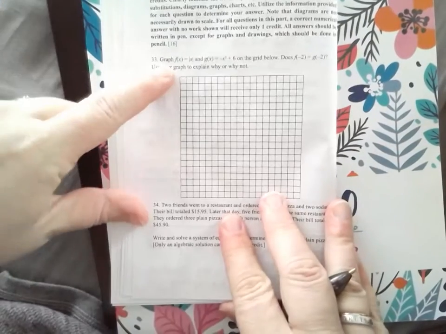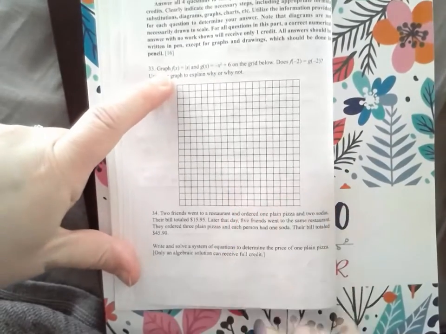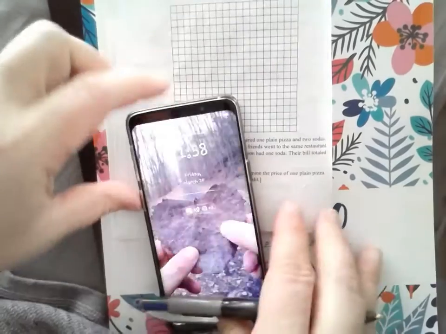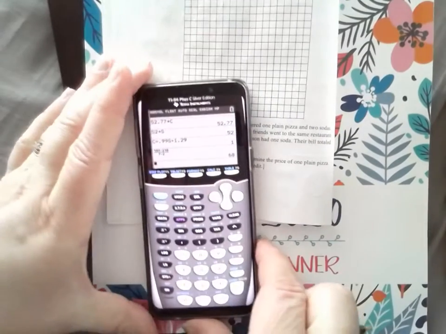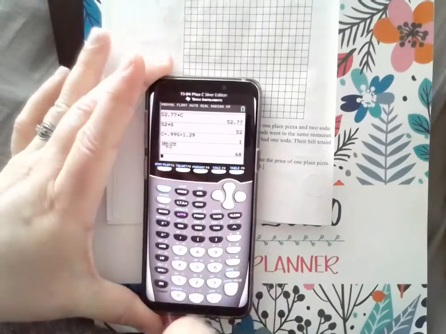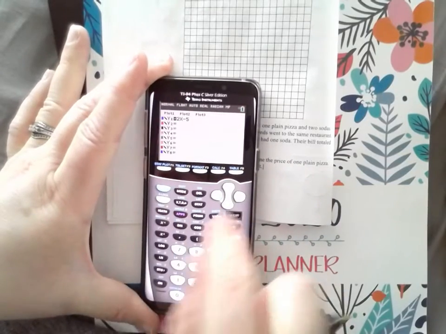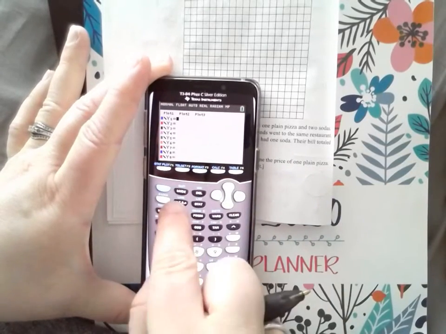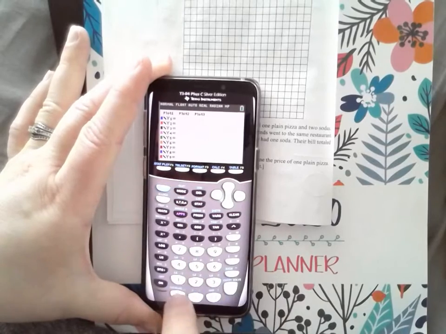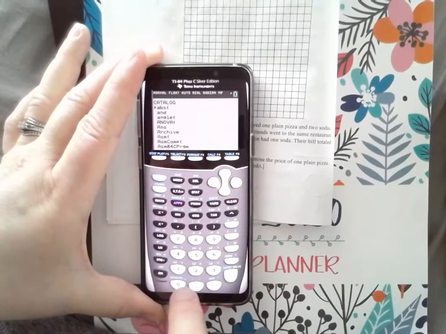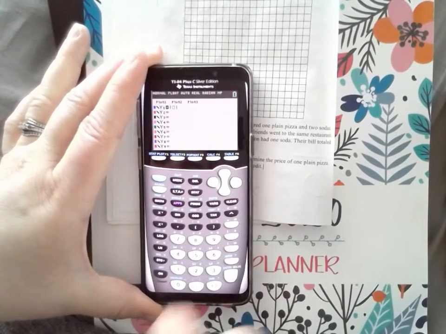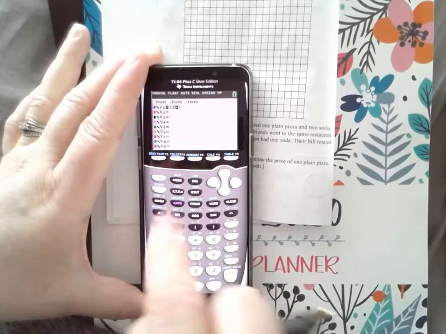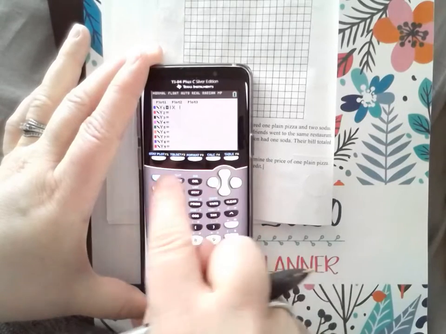Graph f of x equals the absolute value of x. We talked about this in the last lesson, so just as a reminder, I don't expect you to graph anything on your own, just use the table given to you. Go to y, and the absolute value is the first thing in the catalog. Remember, blue 0 is the catalog, first thing there. I'm going to put an x in there, and I'm going to graph this one first.